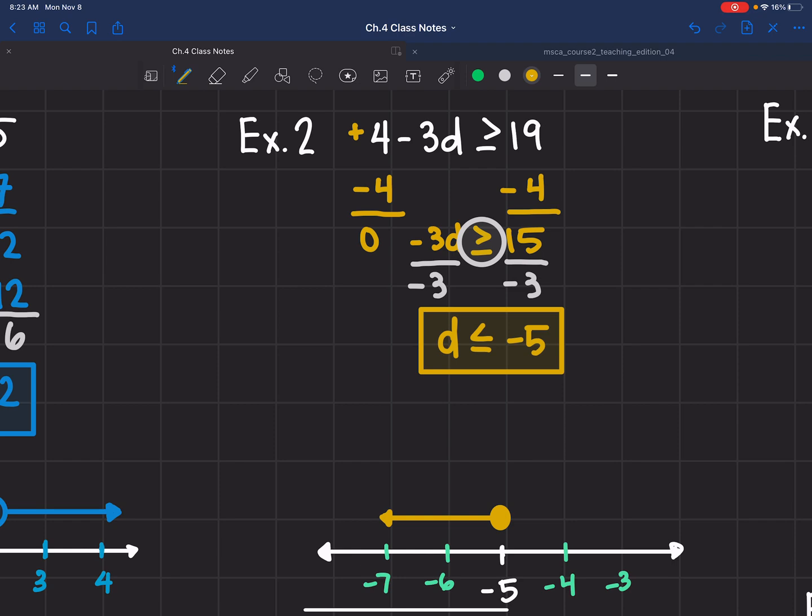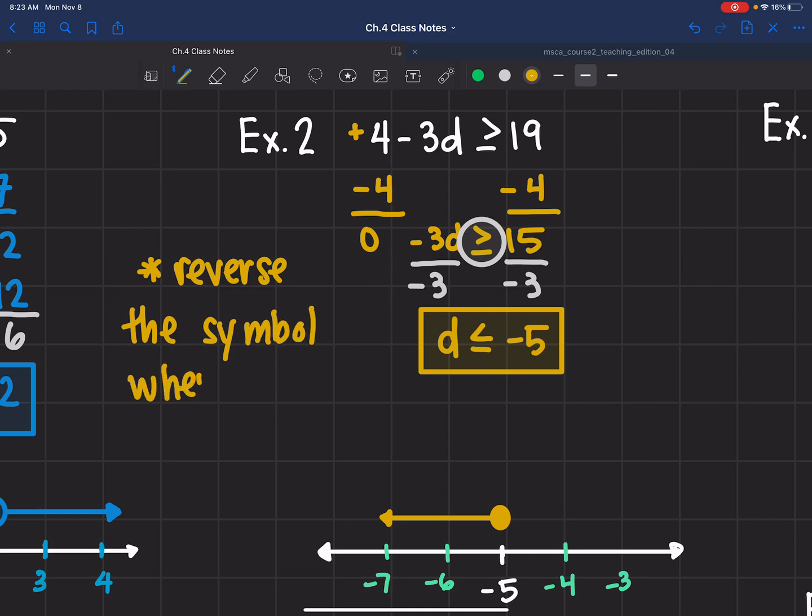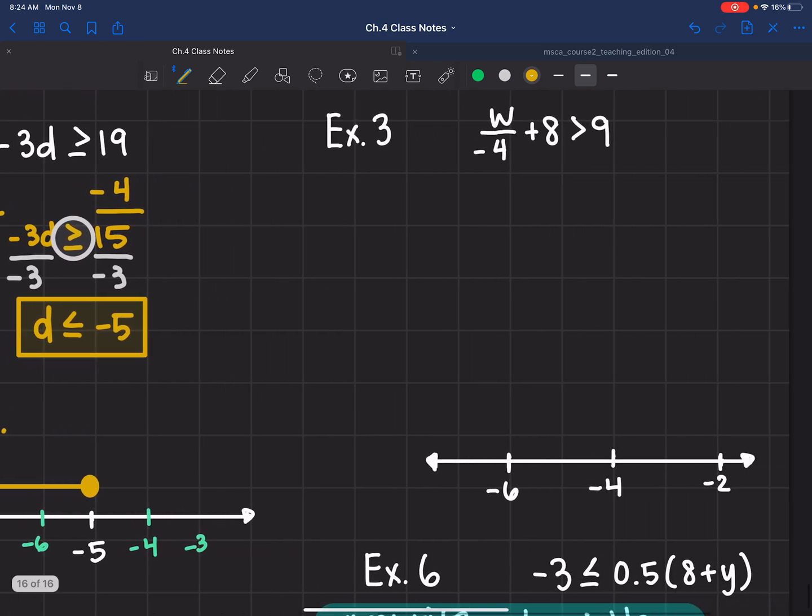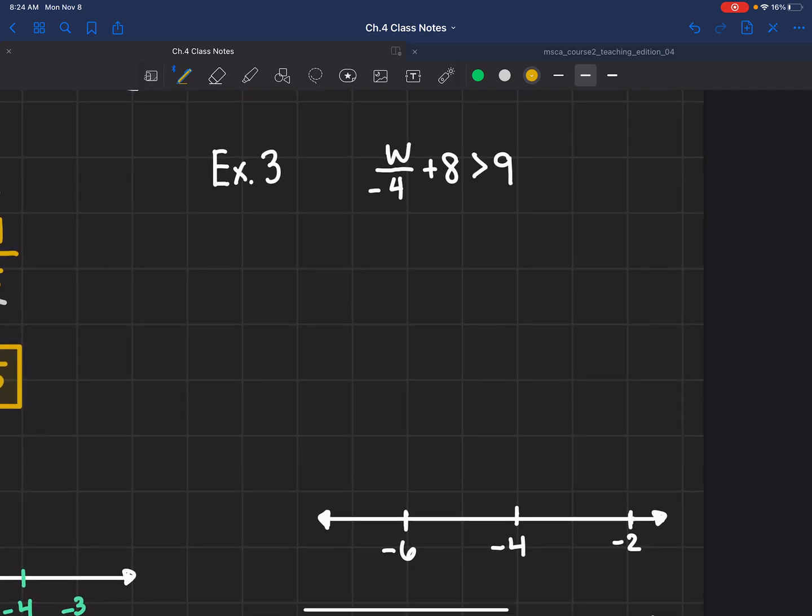So let's write, don't forget to reverse the symbol when dividing by a negative. All right. Okay, let's do one more last example for today.